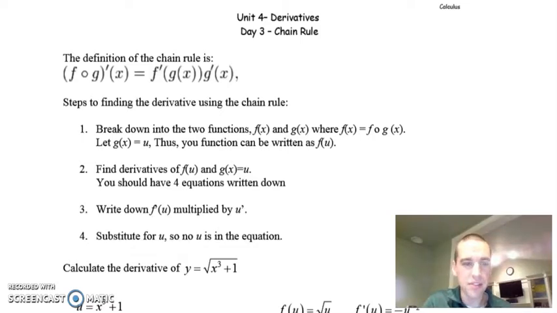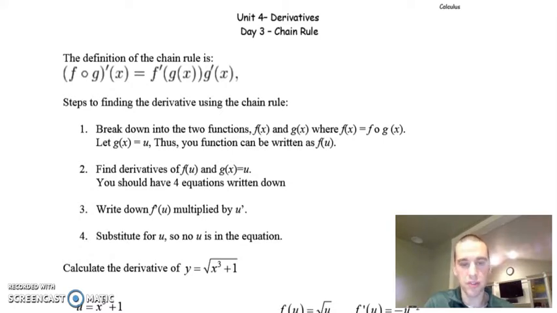Everyone, and welcome to day 3, taking a derivative using the chain rule. This is a 2-day topic. We're going to be doing the first day looking at more simple chain rules, and then the second day we'll be looking at more complicated chain rules. So the idea of chain rule is the fact that you're taking a derivative of a composition of two functions.